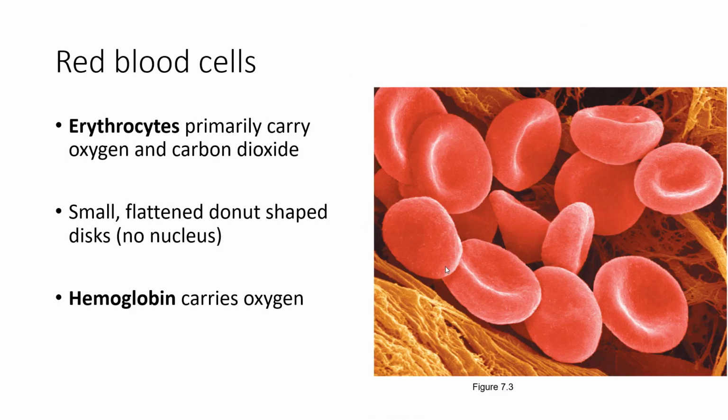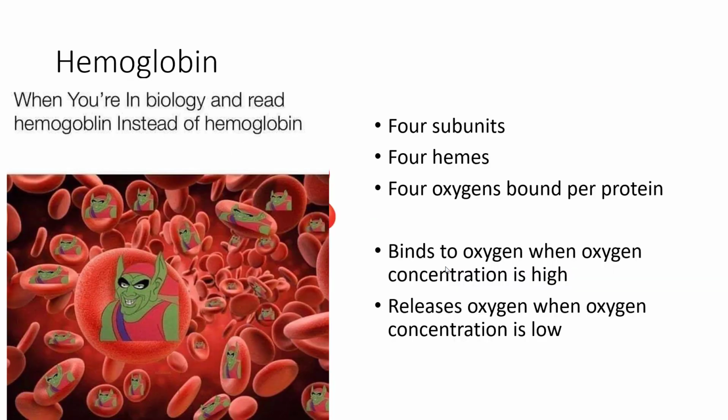Red blood cells themselves are also known as erythrocytes, and they primarily carry oxygen. They do also carry some carbon dioxide, but most of that will be in the plasma. Erythrocytes are small, they're flattened, and they're donut-shaped. They have no nucleus. They don't divide. What they do have is a lot of hemoglobin, and hemoglobin is a specialized protein that carries oxygen.